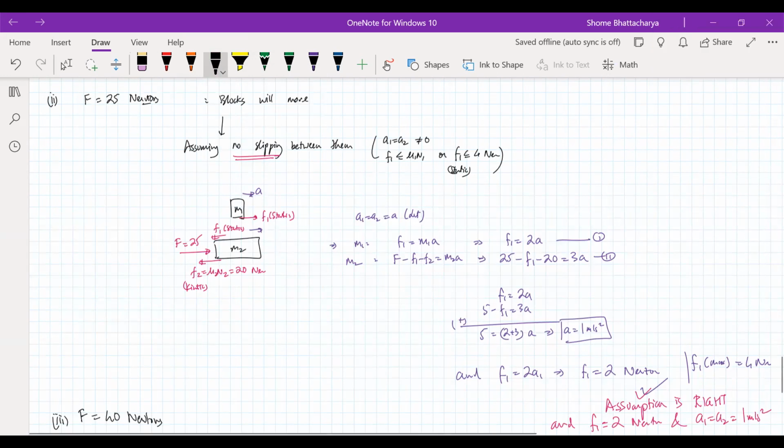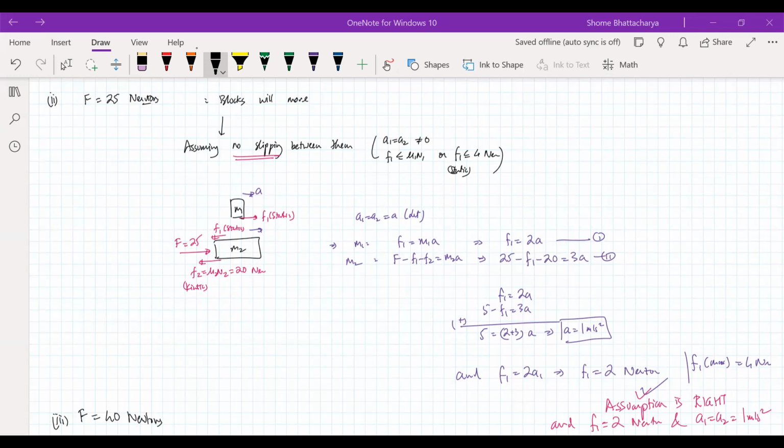So again, the only thing you can say at 40 is that there is motion. You cannot directly say whether the motion is happening with slipping or without slipping between the two. But because it's greater than 20 newtons, you're overcoming the friction at the ground, so you know that both the blocks have to move. The question is whether they are moving with slipping or without slipping.